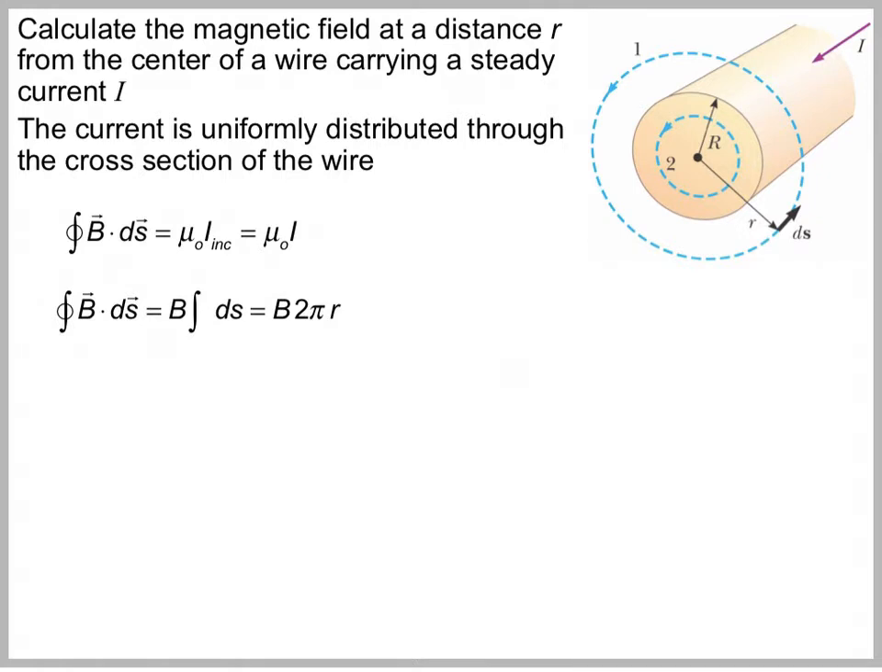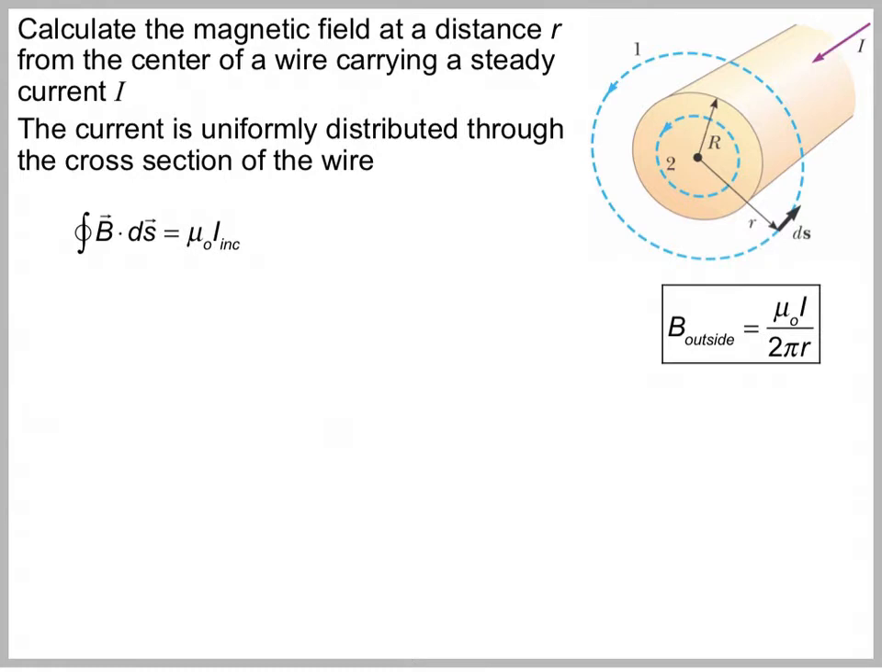So now I equate those things, solve for B, and I get B is equal to mu naught I over 2 pi r. We can see this is a lot easier than using the Biot-Savart law that we did last time. Also gives us the exact same answer. But the thing that Ampere's law does is it also allows us to figure out what the magnetic field is inside the wire. So in this case we start with the same thing.